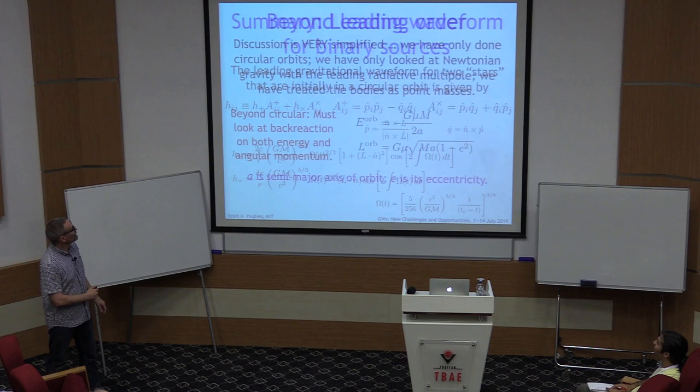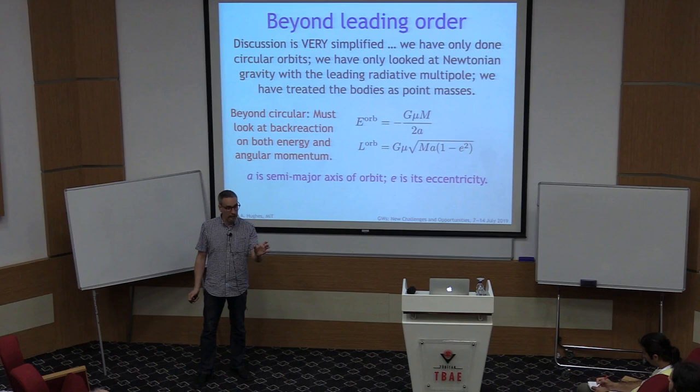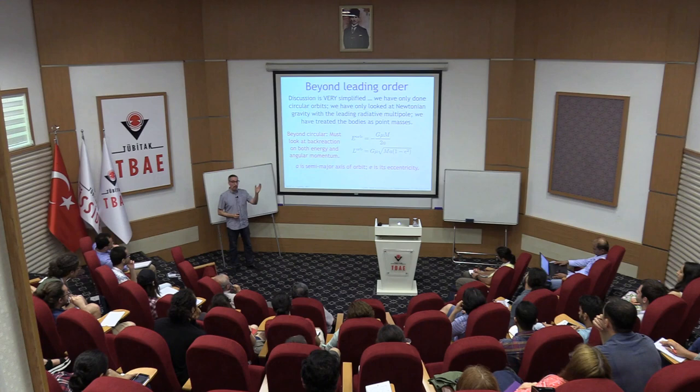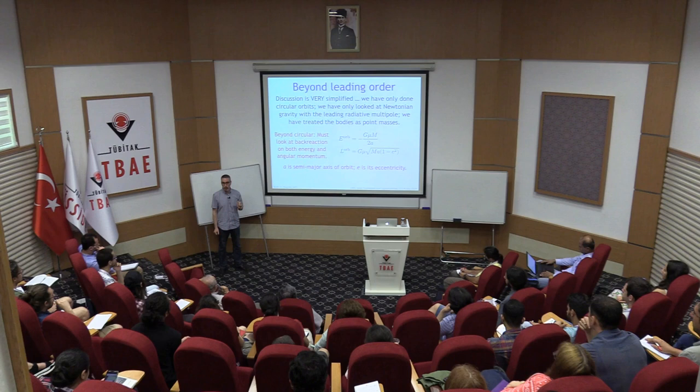Now, I described a binary that is circular. I described a binary in which I only looked at the leading radiative multipole moment, and I treated the bodies as though they were point masses in doing this calculation. None of those conditions is actually true. Every binary that we look at in the universe has modifications that go beyond this.